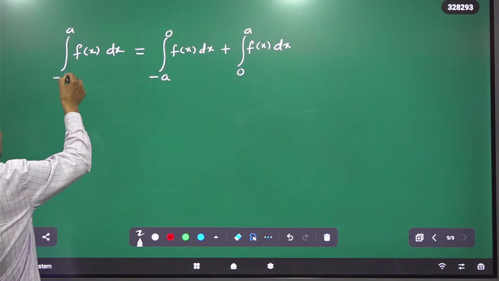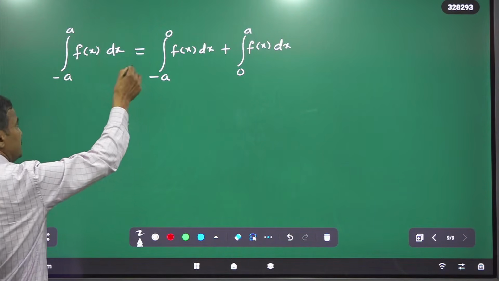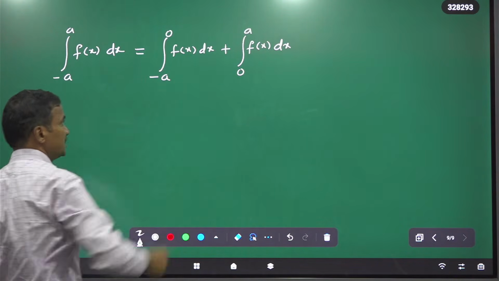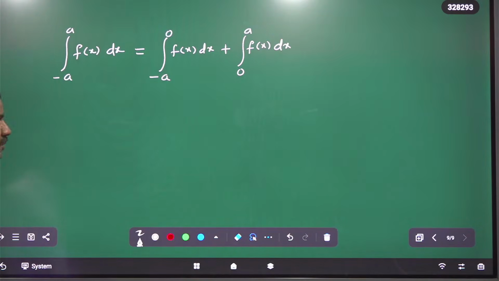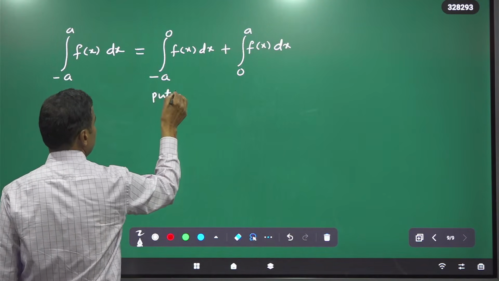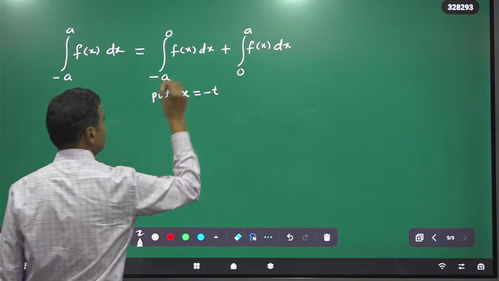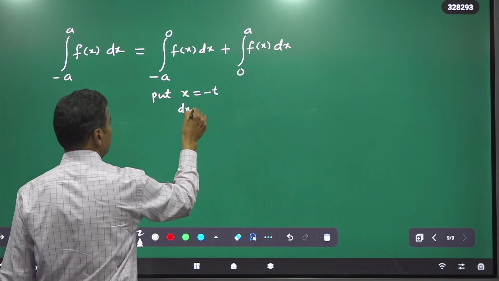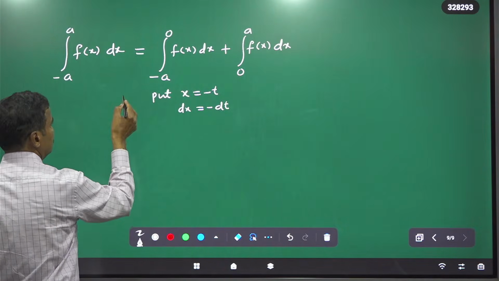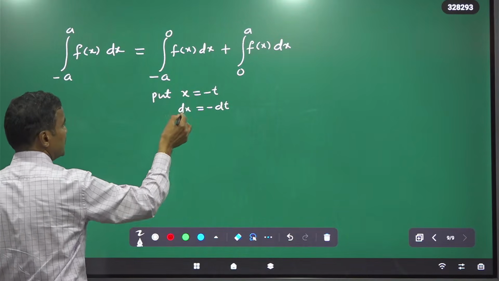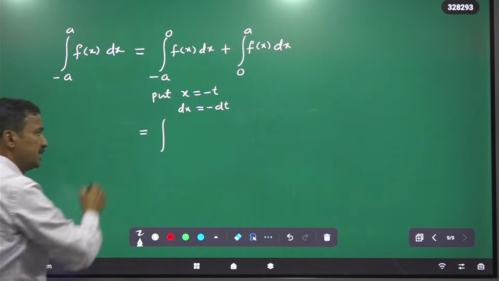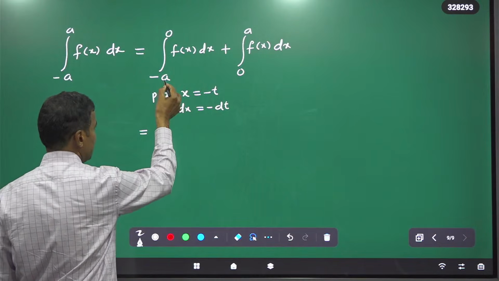Okay. So, the integral of minus a to a f of x dx, we can split into two integrals like this, that is minus a to 0 f of x dx plus 0 to a f of x dx. Now, in the first integral, if you put x is equal to minus t, then dx is equal to minus dt. Therefore, now the first integral can be written with x equal to minus t; these are the limits of x here.